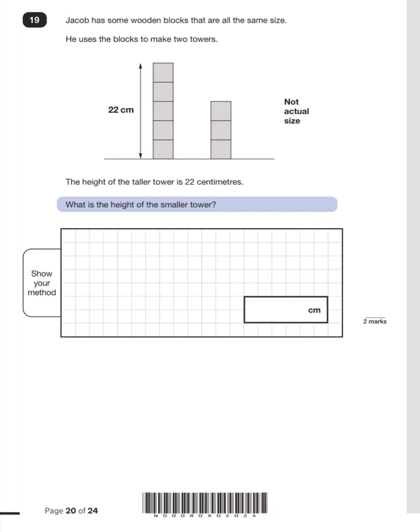Number 19. Jacob has some wooden blocks that are all the same size. He uses the blocks to make 2 towers. The height of the taller tower is 22 centimeters. What is the height of the smaller tower? Okay, so we've got 1, 2, 3, 4, 5, and now we've got 1, 2, 3. So we're doing 22 divided by 5. 22 divided by 5 is 4, the remainder of 2. 2 fifths. 2 fifths is 0.4. So 1, 2, 3, 4, 5.